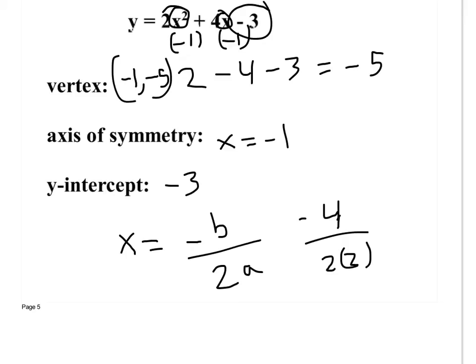Y equals -3. So yes, the C is the y-intercept. I was helping you to figure out that for yourself. By plugging in 0 for x, it leaves you with C. So that's your y-intercept.